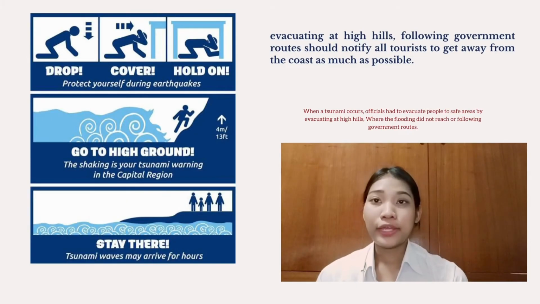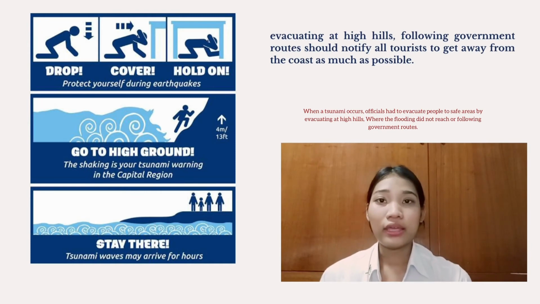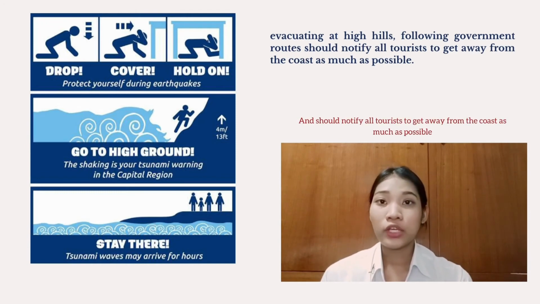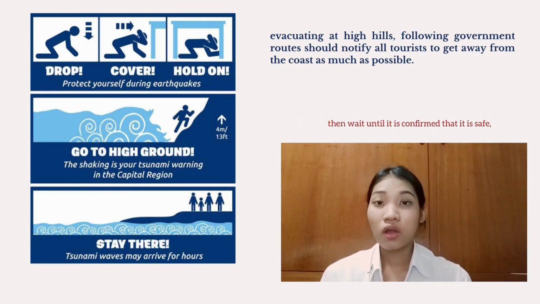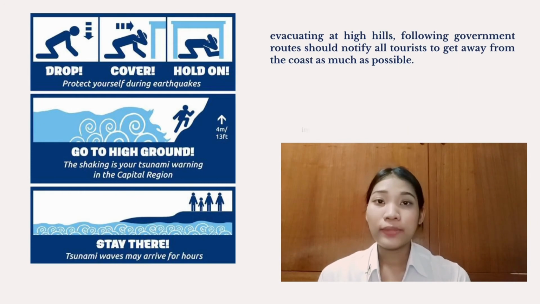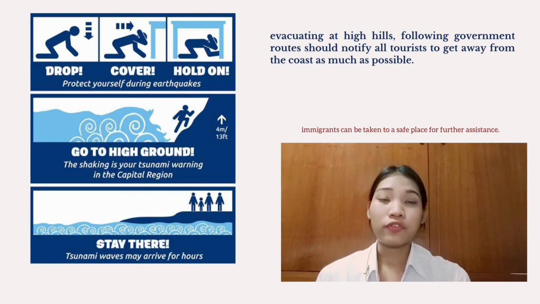When the tsunami occurred, the officials had to evacuate people to a safe area, such as a high hill where the flooding did not reach, or follow the government route, and should notify the tourists to get away from the coast as much as possible. Then wait until it's confirmed that the situation is safe, so that immigrants can be taken to a safe place for further assistance.